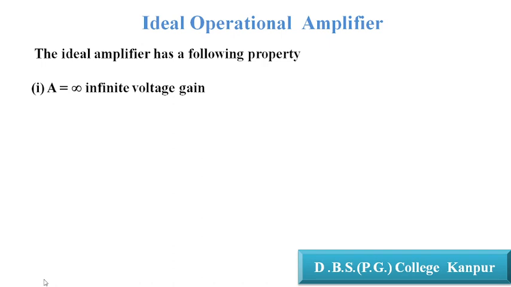Now we discuss the first property of the ideal operational amplifier. We will discuss these properties one by one, and if an operational amplifier follows them, then it is called an ideal operational amplifier. The first property of an ideal voltage amplifier or ideal operational amplifier is that the voltage gain should be infinite. Voltage gain infinite means: if you call a device, especially a voltage amplifier or operational amplifier, ideal, then its gain, especially the voltage gain, should be infinite.